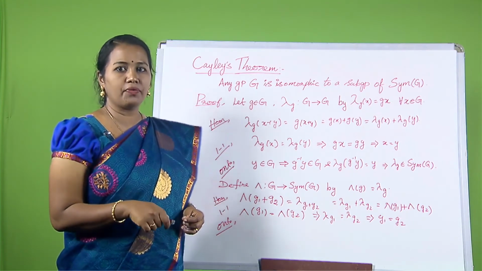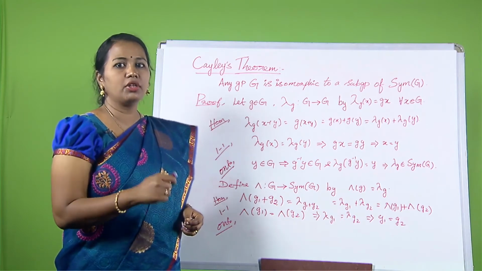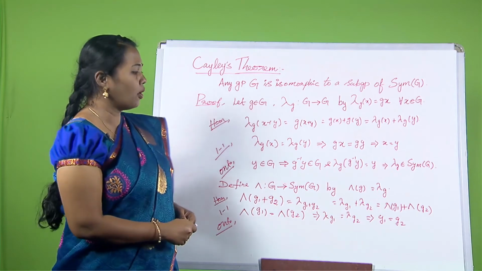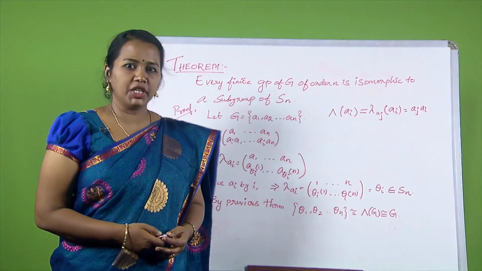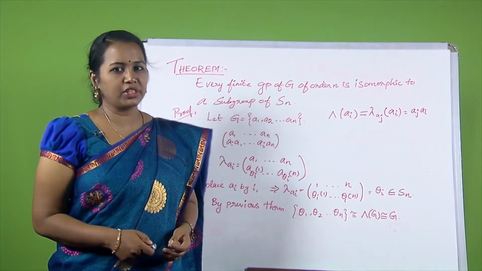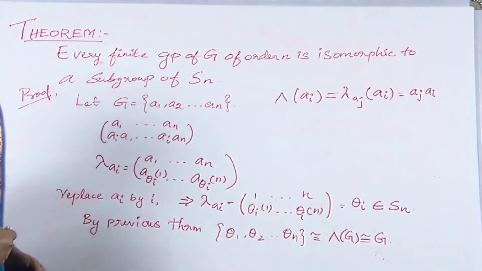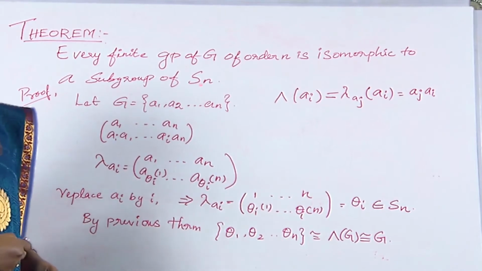So, G is isomorphic to T of G, which implies that G is isomorphic to the wedge, or G is isomorphic to gamma of G. So, this mapping is isomorphic. If the group G is finite, then we can predict a group which is isomorphic to G. We shall now see a result. Every finite group G of order n is isomorphic to a subgroup of Sn.